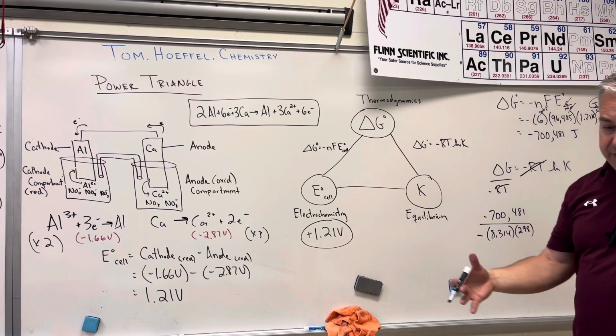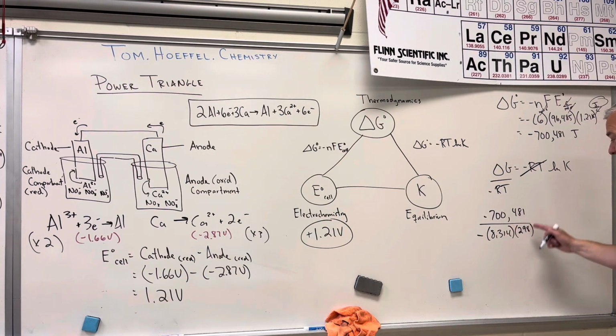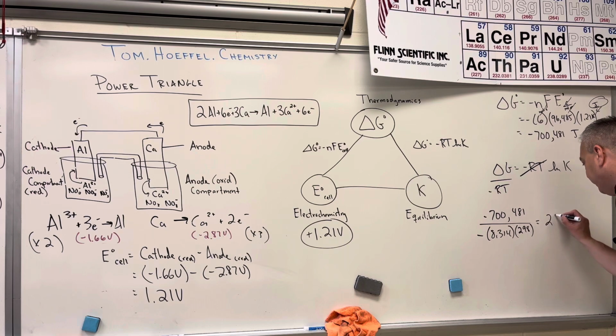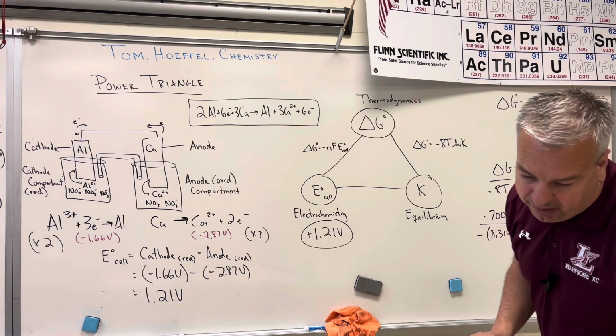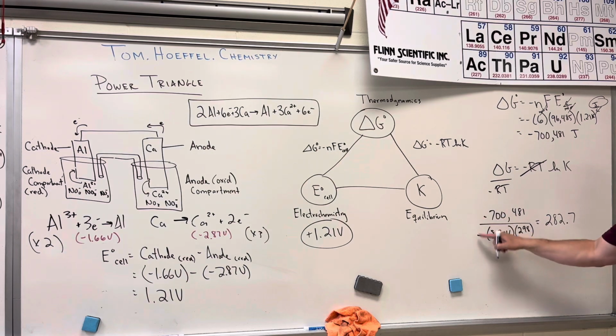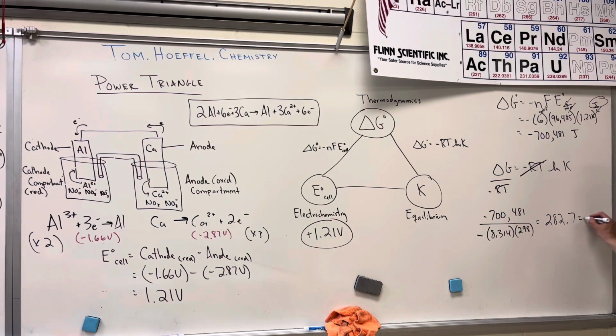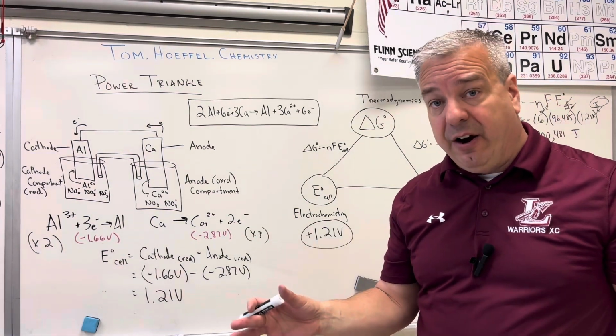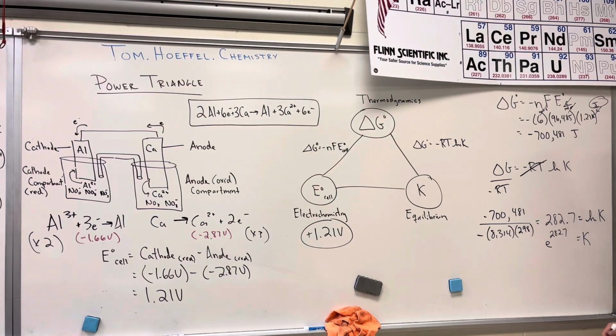When I take negative 700,481 and divide it by negative 8.314 and 298, I get positive 282.7. I get that because the negatives cancel each other out. And all of that is equal to the natural log of K. Now, K is going to be equal to e to the 282.7. For a lot of you, when you plug that into your calculator, it's going to give you an error because this number is just too massive.